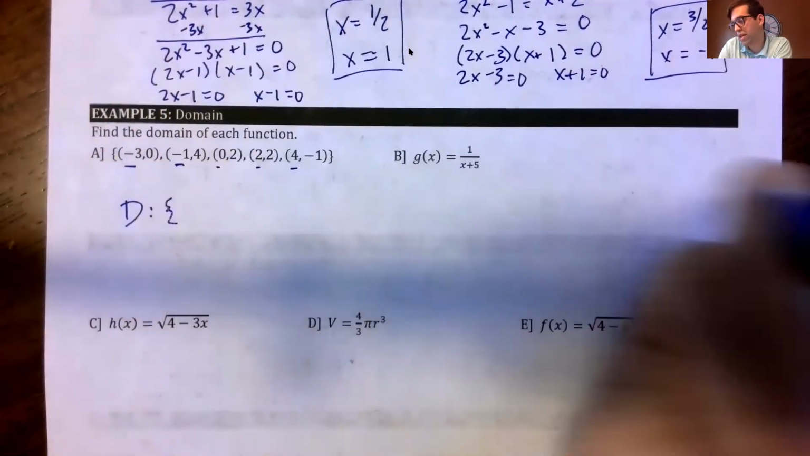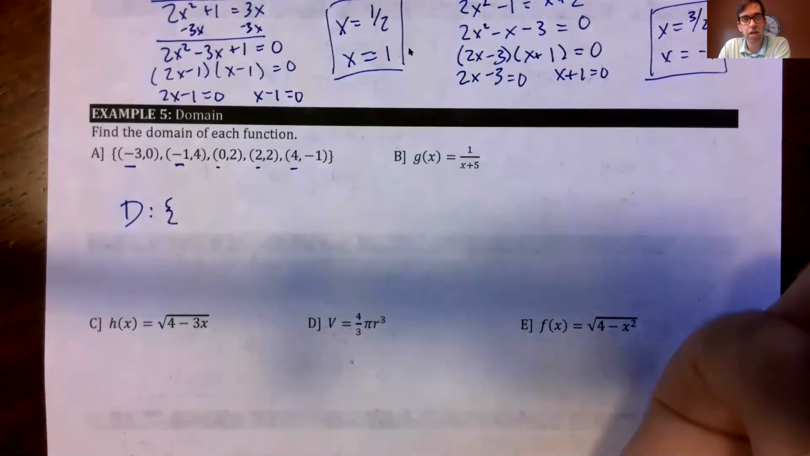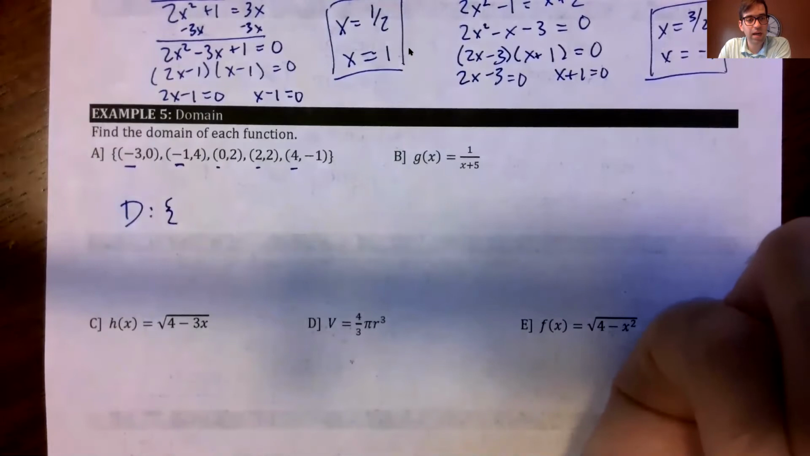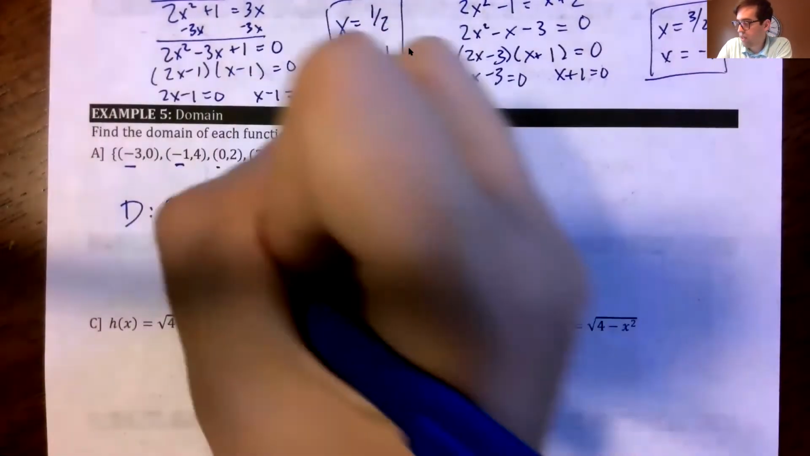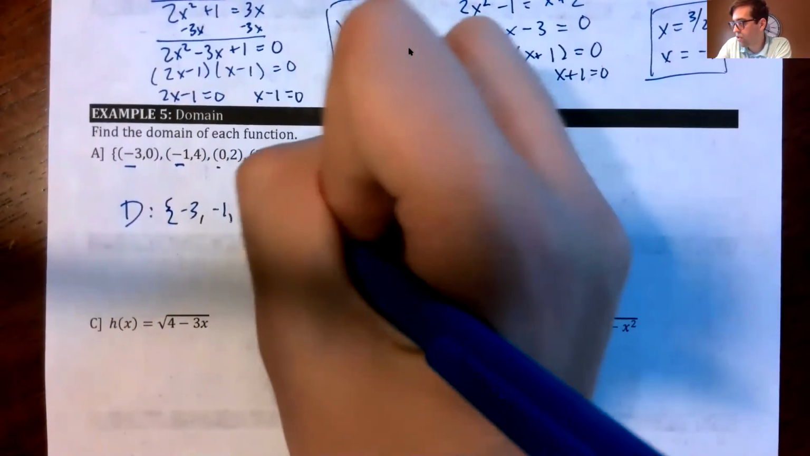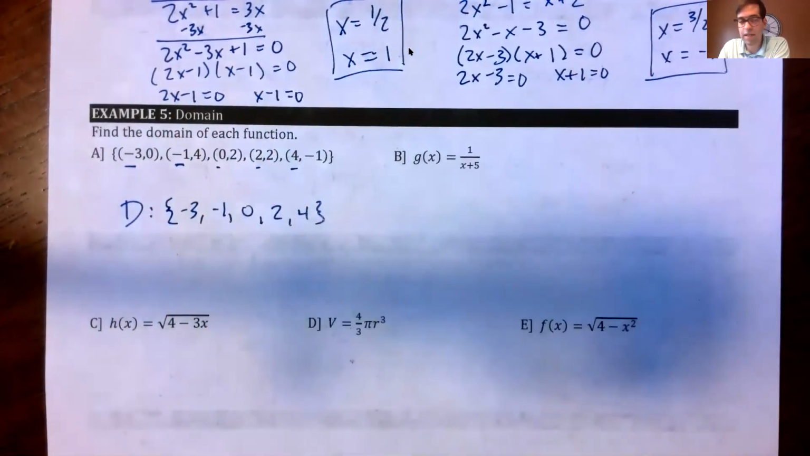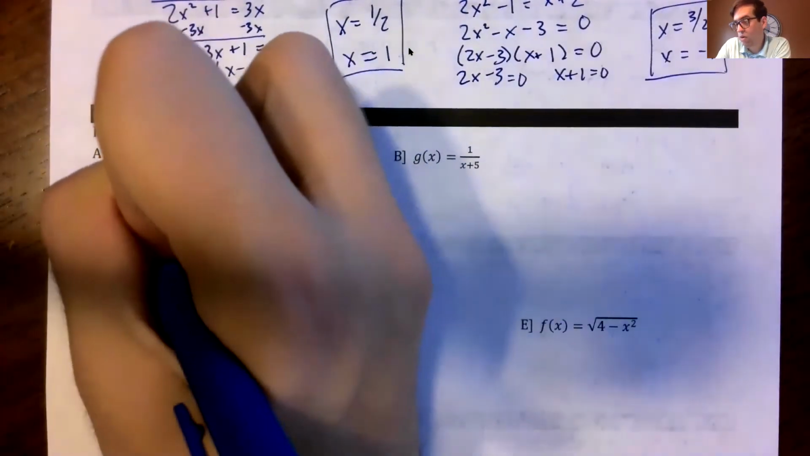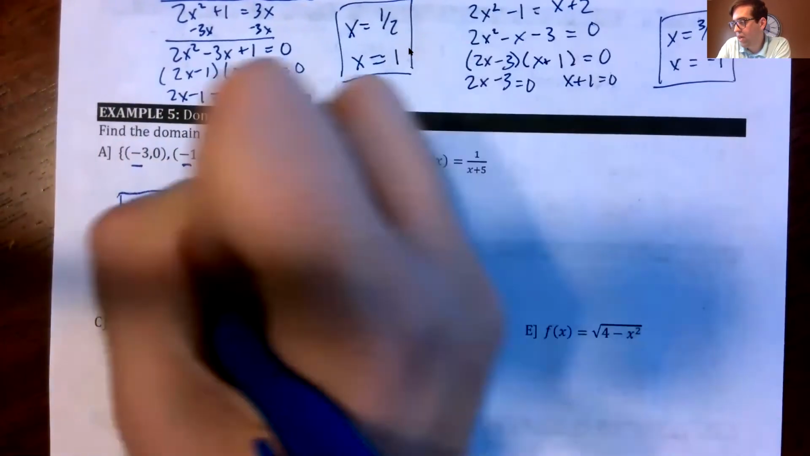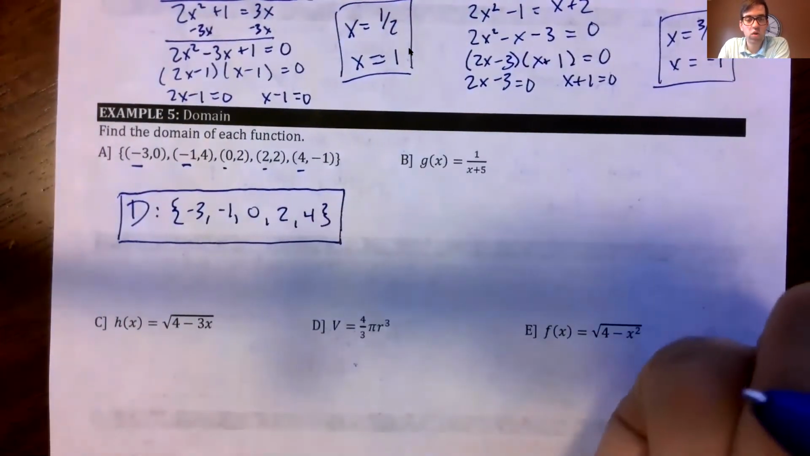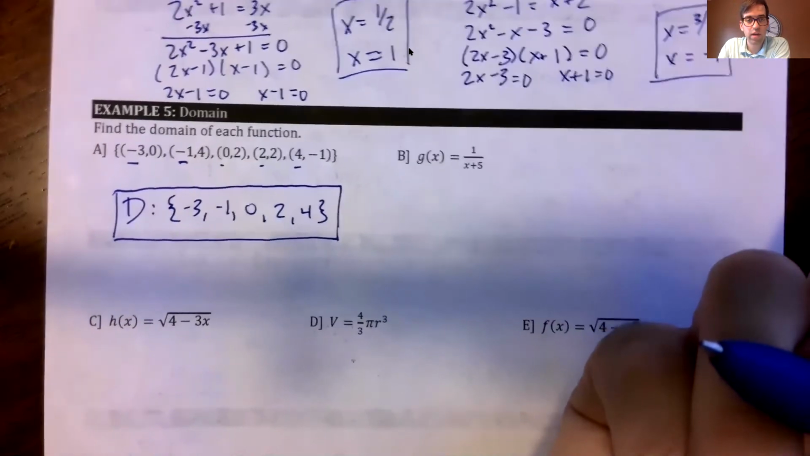If it's just going to be a list of x values, I usually put it in brackets, and I want it to be in numerical order. So it's going to be negative 3, negative 1, 0, 2, and then 4. That's the whole domain for that one. If any number is repeated, it wouldn't be a function, but it still technically could have a domain if it was just a relation. You just don't need to write the same number again. You only need to write it once.